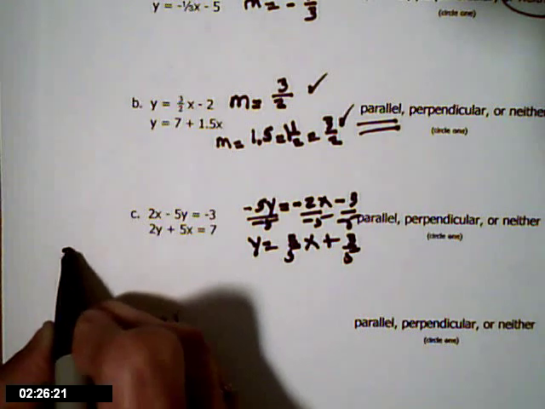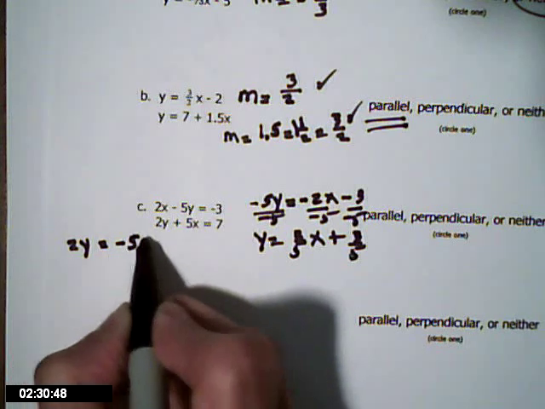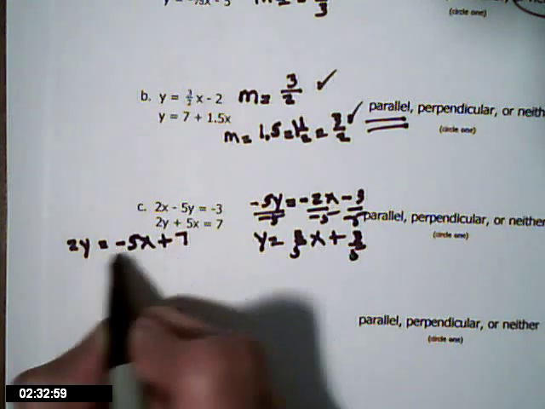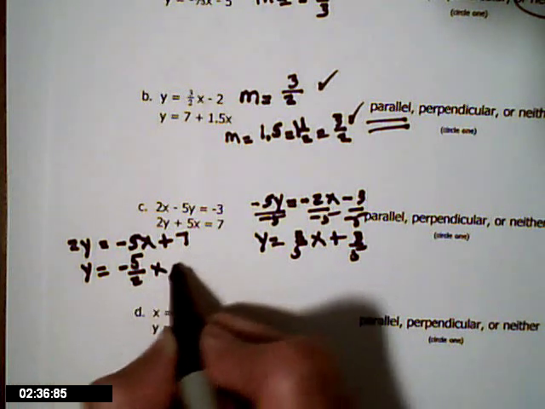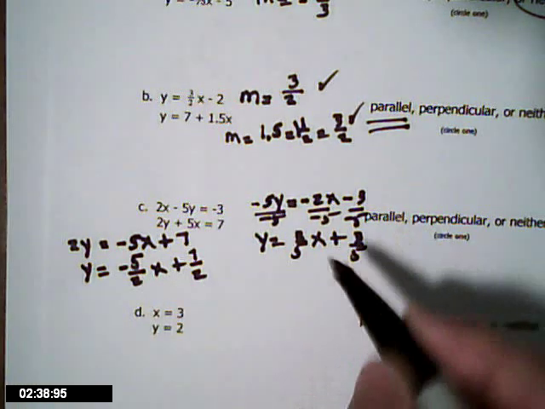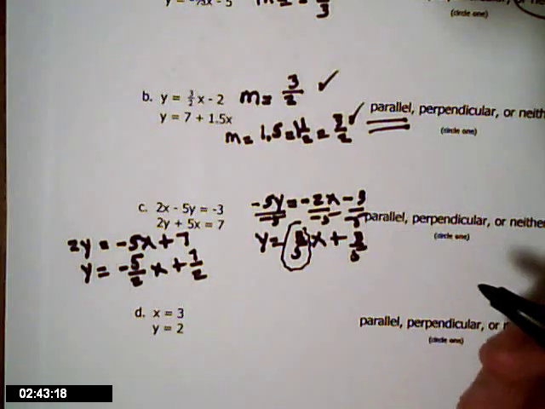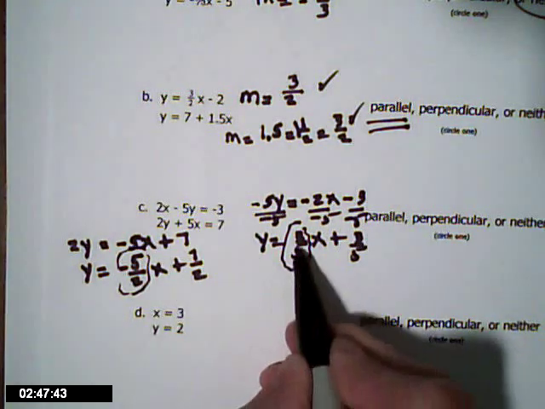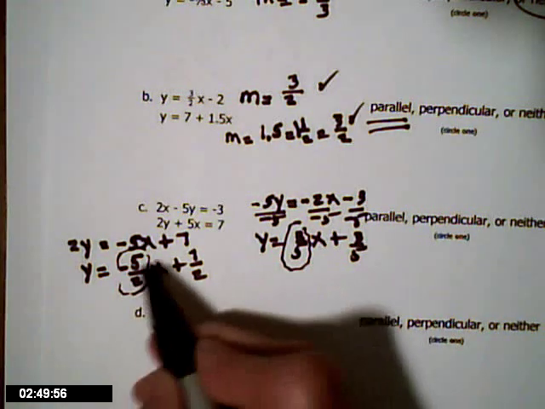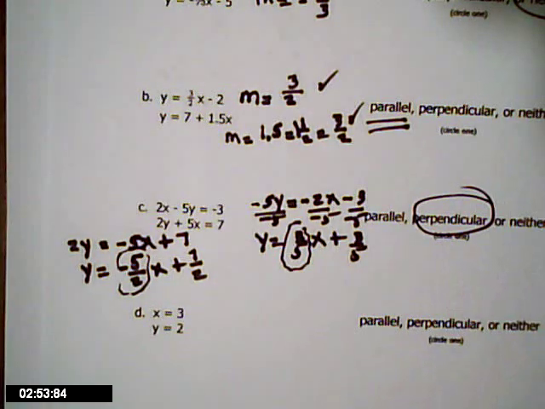And the second one, we'll solve for y, move the x, divide by 2, now I have a slope of 2/5, and I have a slope of -5/2. One's positive, one's negative, one's 5/2, the other one's 2/5. They are perpendicular.